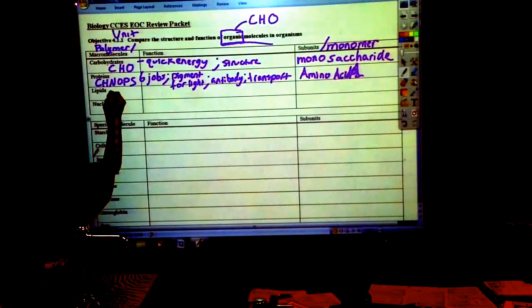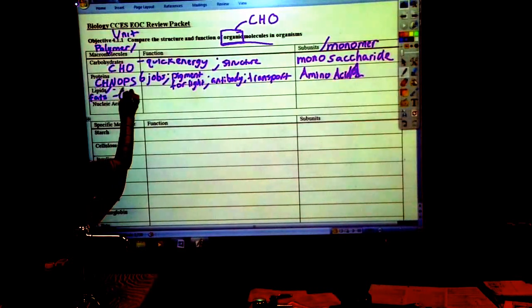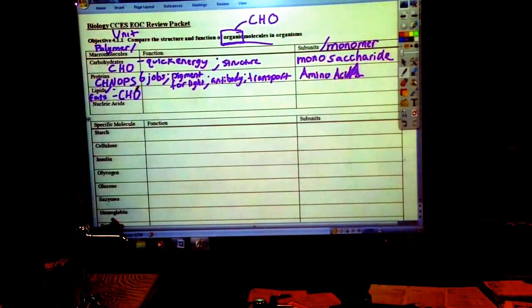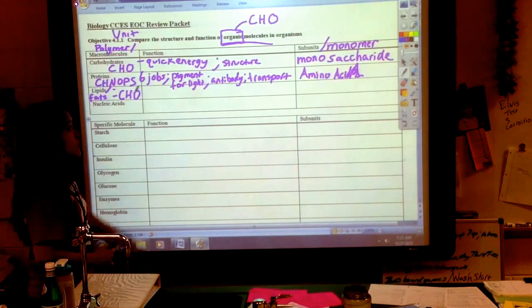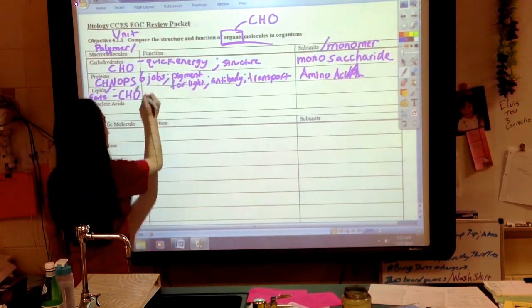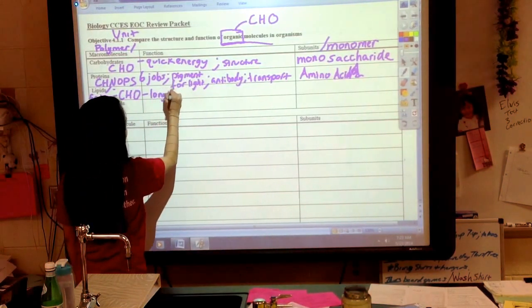Then we have our lipids. Lipids also are known as fats. Another word for them. And that also contains just carbon, hydrogen, and oxygen. What are fats used for? Well, they are a source of energy, but they are going to be long-term energy.